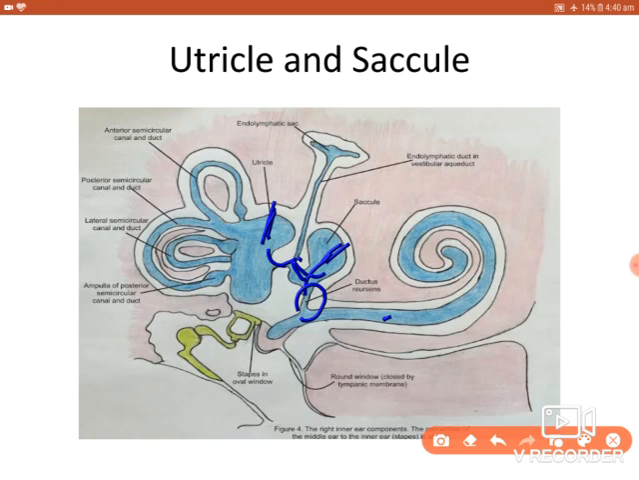Which then continues here. This is the ductus endolymphaticus. Through this opening of the aqueduct of the vestibule, the ductus endolymphaticus ends as a blind sac that is called the saccus endolymphaticus. The membranous labyrinth contains endolymph. So this endolymph gets absorbed by the epithelial cells lining the saccus endolymphaticus.